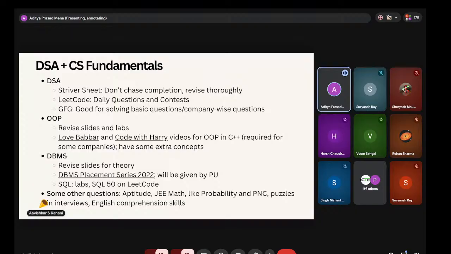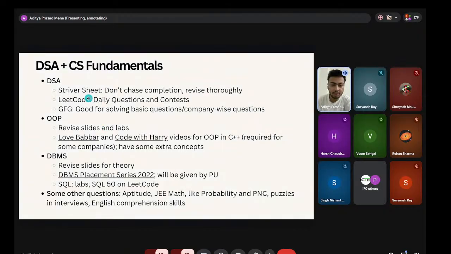I had started off with the Striver Sheet. Honest advice: don't chase completion. There will be several patterns across several data structures. If you are able to really complete and revise everything thoroughly, great. But in general, I think just don't chase completion. Even I think as of now, I have it 70% complete. You can just go through important questions, have them starred, and look at the concepts.